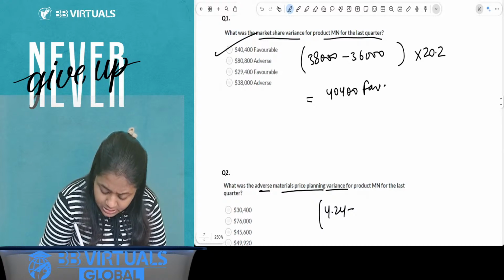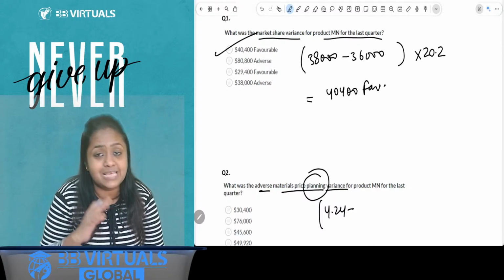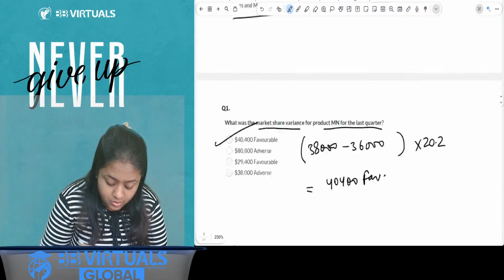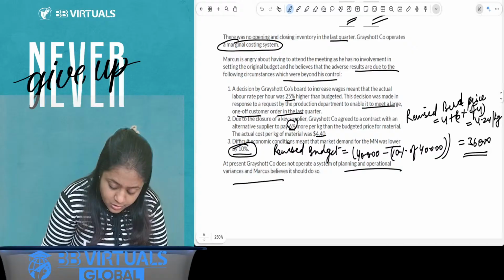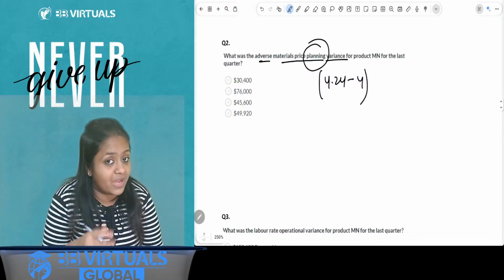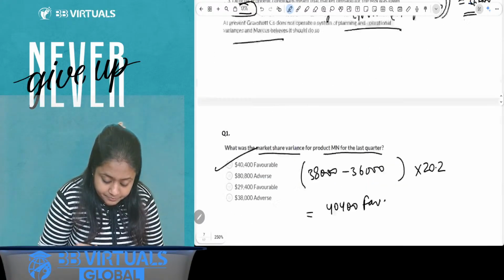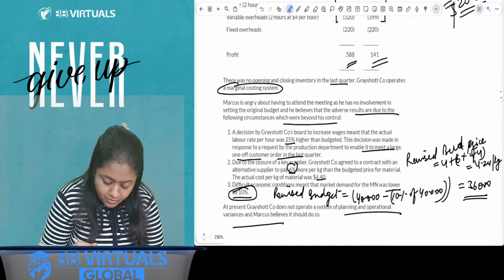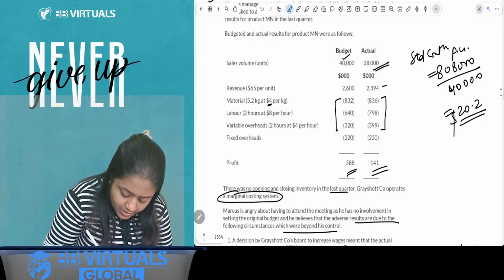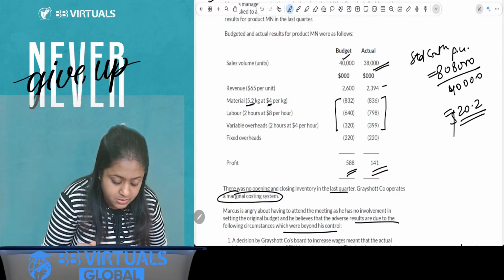Wait, what we are calculating is the planning variance, so there is no actual that will come. Planning variance means the difference between the budgeted price and the revised budgeted price, right? If your revised is more, then it's an adverse variance. Here your revised is more and your original is less. Original is 4, so definitely it's an adverse variance because revised is more. That means it costs more to the company. And this is multiplied by the number of kgs. As per the question, we require 5.2 kg per unit.